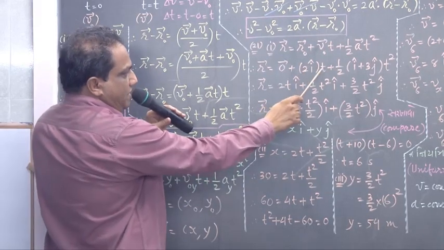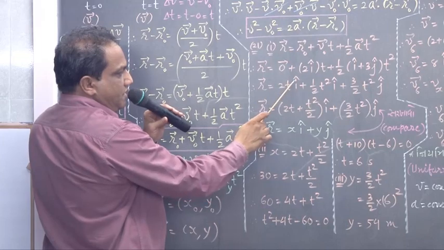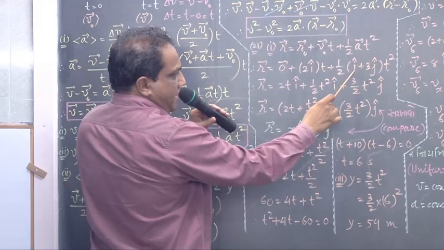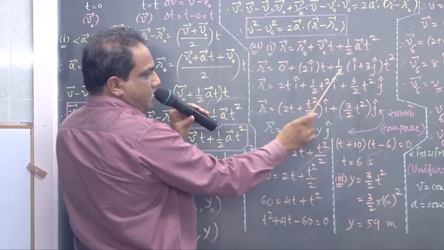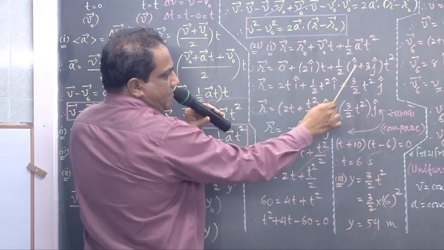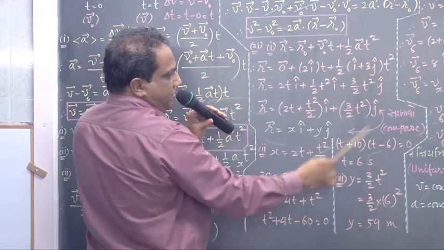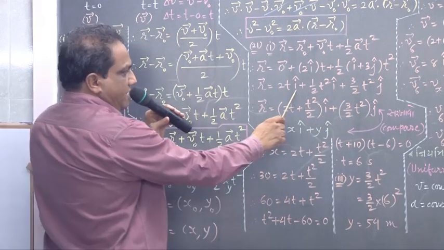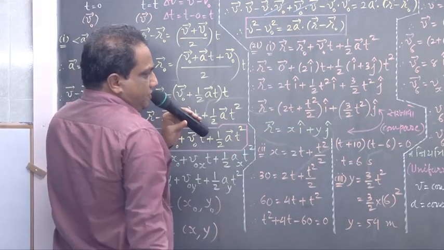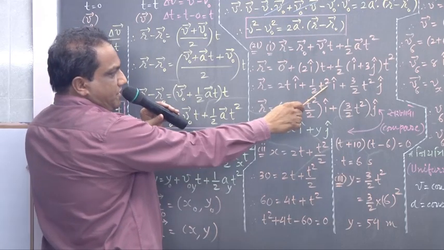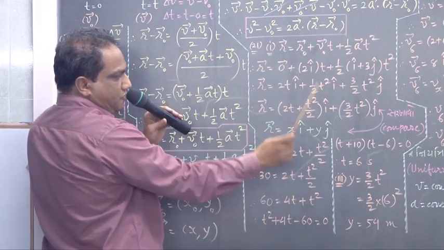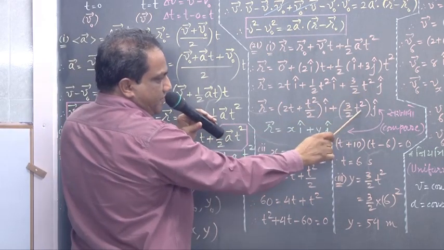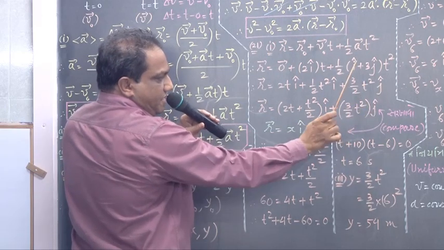This is 2t i hat. Now this is 1 by 2 t square i hat. This is 3 by 2 t square j hat. Fine. Take i hat common. So inside the bracket, 2t plus t square by 2. Put 3 by 2 t square in the bracket, and outside the bracket there is j hat.